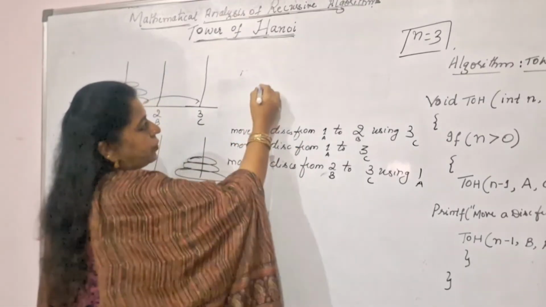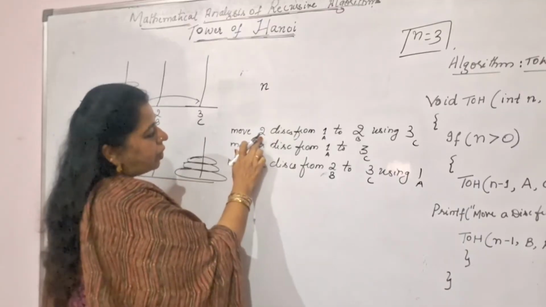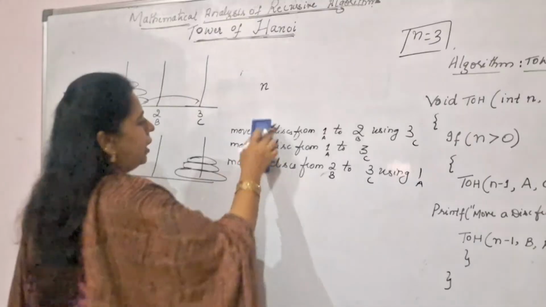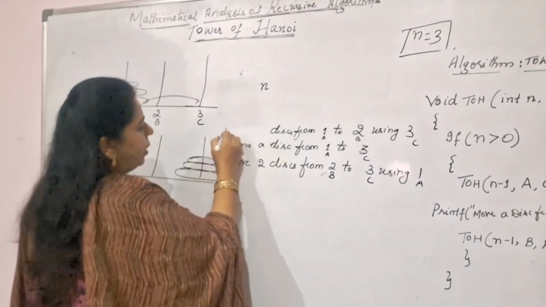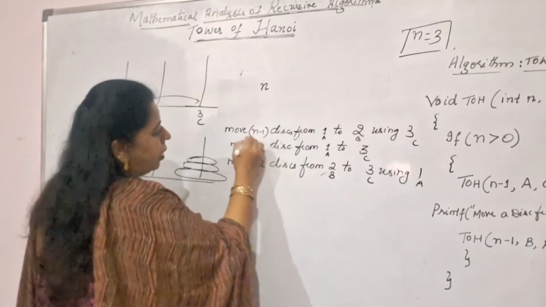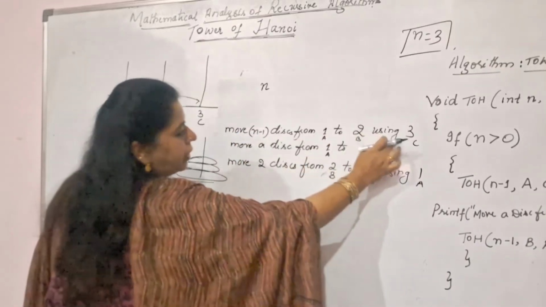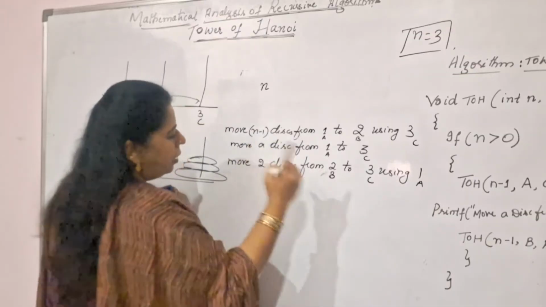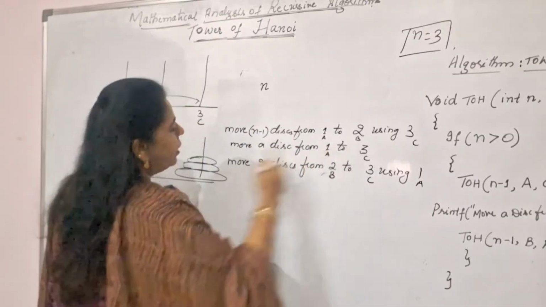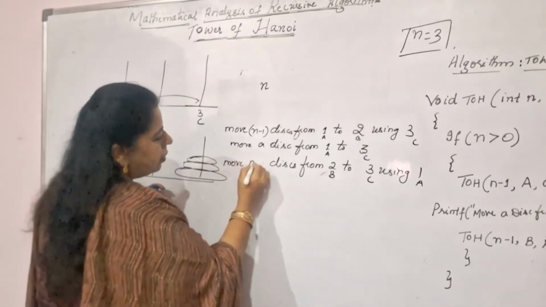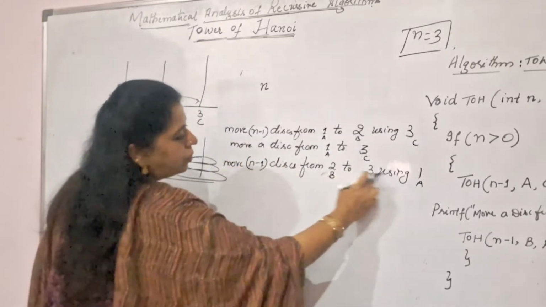Since you had 3 disks, you write move 2 disks. Suppose you have n disks, then this will be n minus 1. The same 3 steps are applicable if I have n disks. So I write here: move n minus 1 disks from 1 to 2 using 3. Move a disk from 1 to 3. This will be only 1 disk movement from 1 to 3. Then once again the third step, move n minus 1 disks from 2 to 3 using A.